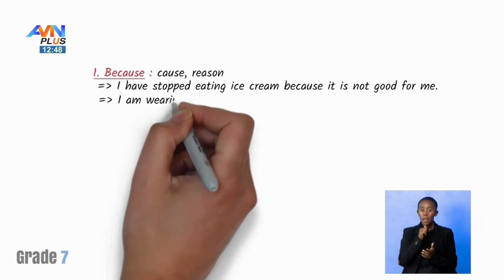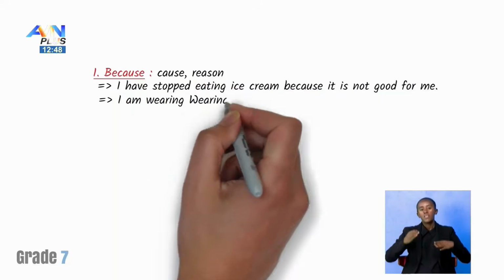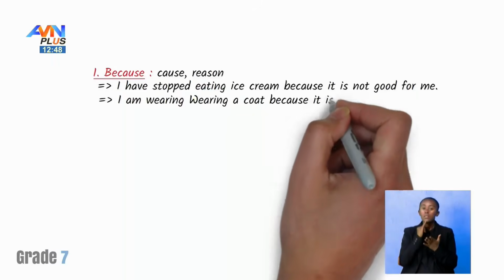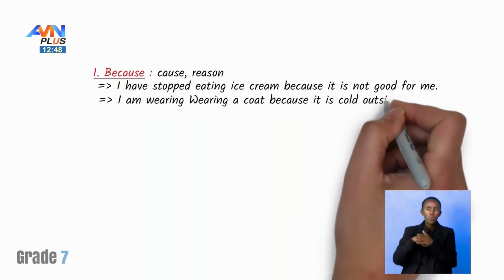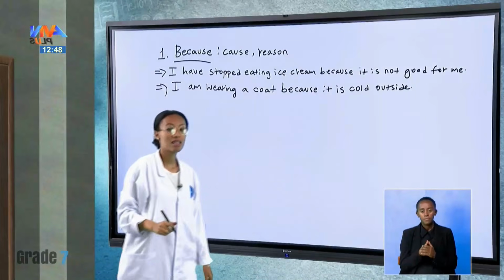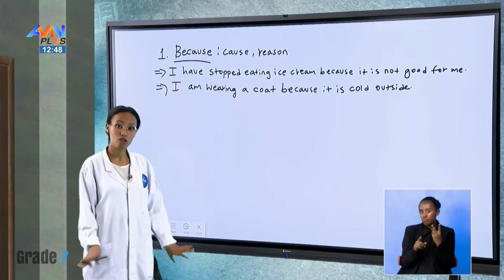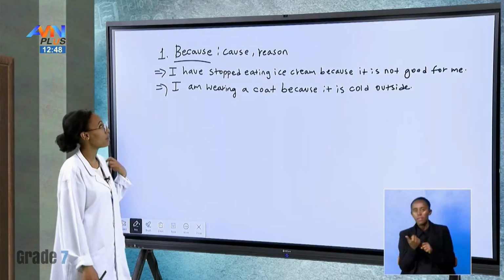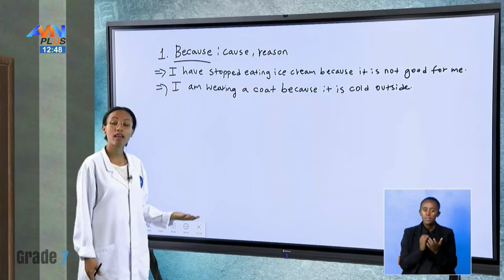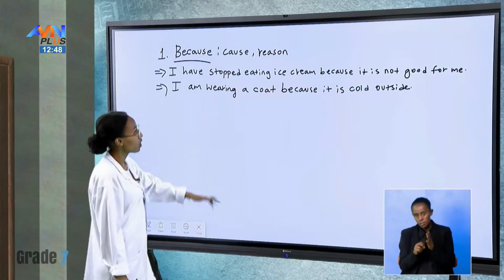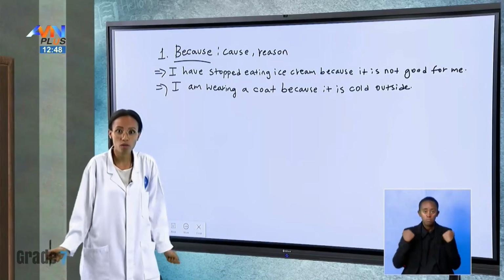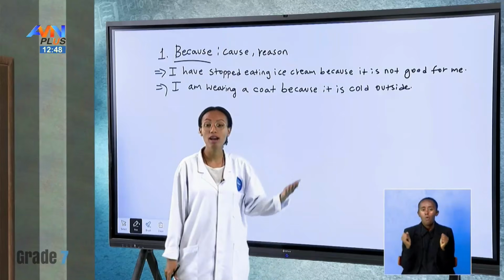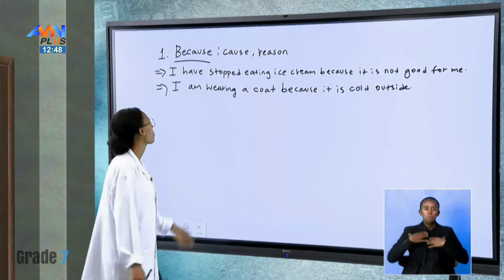I am wearing a coat because it is cold outside. Again, something happened. Two ideas here, right? But because of one of the actions, another thing will happen. So you could say it is like cause and effect. If you would ask me, why are you wearing a coat? And I would tell you, because it is cold outside. Because of that, I am wearing a coat.